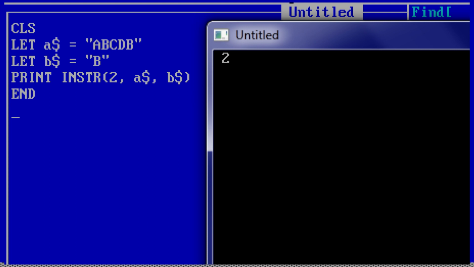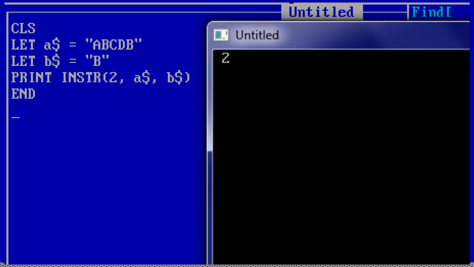So that is searched. Okay. So here you can see INSTR(number, A$, B$). That means where is B searched in A$, according to the numeric value given. The value of A$ is ABCDB. Here B comes 2 times. So it first takes B in the second position.